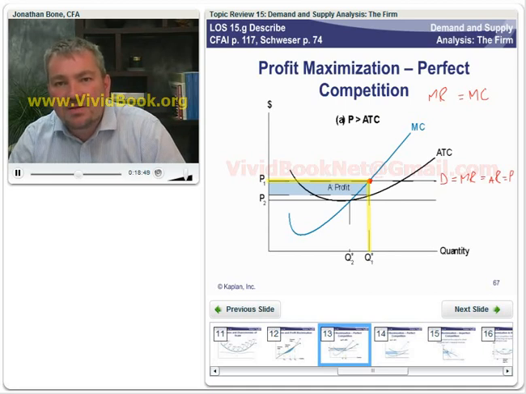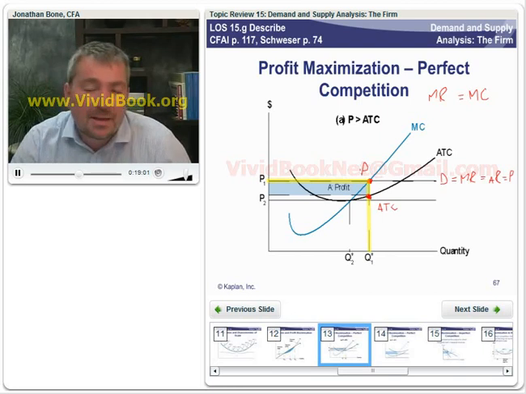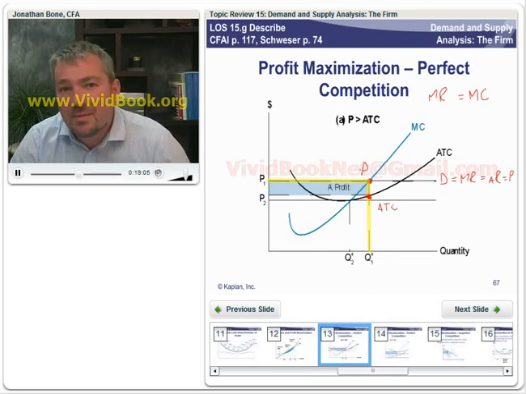Now notice, at this particular quantity, average total cost is below price. So we've got price here, and we've got average total cost here. The difference between price and average total cost, of course, is economic profit. And we've shaded that area in blue.